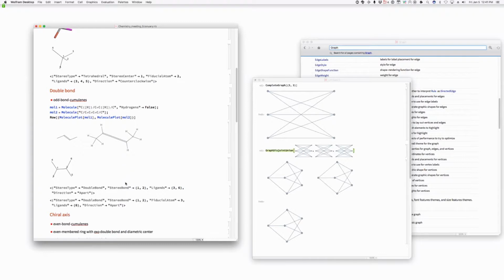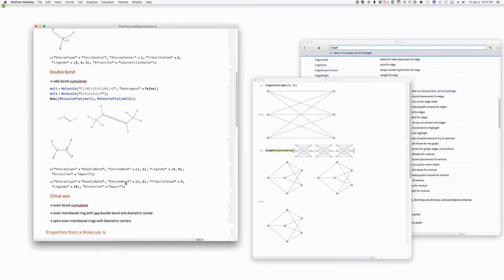Right, but there's a distinction here. When people usually use the terms E and Z and talk about stereochemistry, they're talking about absolute stereochemistry. Yes. And what we're trying to provide is allowing them to specify the local stereochemistry to determine whether a molecule is E or Z.